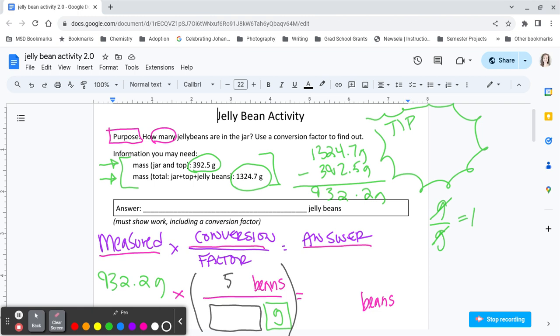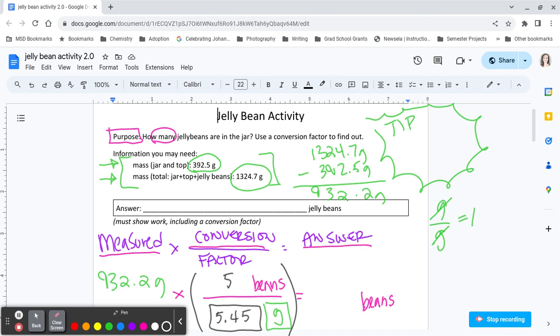Okay, so when I did it, I got 5.45 grams was equal to 5 jelly beans. If I have 5 jelly beans in my hand, what I'm holding is 5.45 grams in my hand. So I'm going to go ahead and do this math now. 932.2 times 5, hit enter, divided by 5.45. Okay, so pause here and do that math and get me an answer. Click pause now.